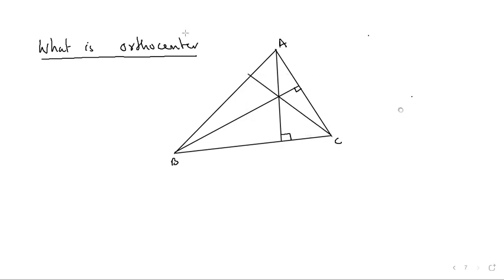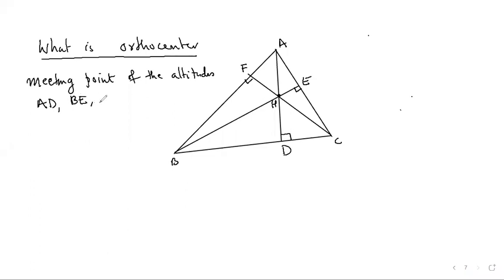And very interestingly, all three altitudes also pass through a fixed point. That point is known as the orthocenter. We denote it by H. So the meeting point of the altitudes AD, BE, and CF is called the orthocenter.